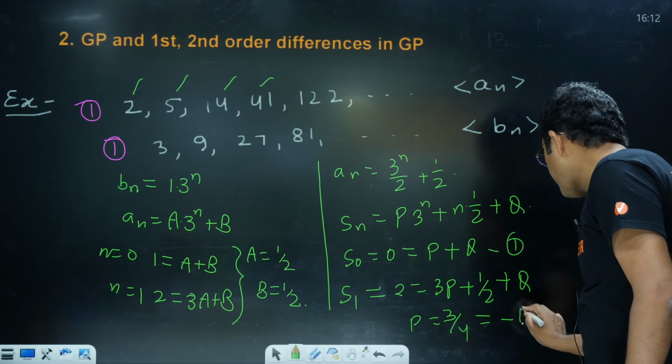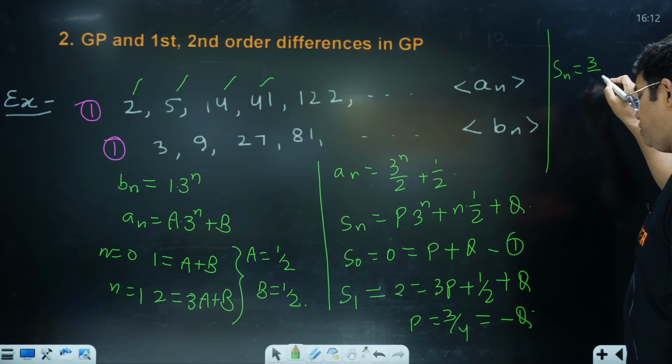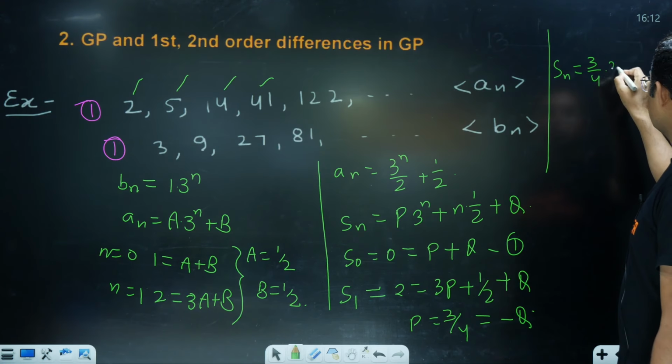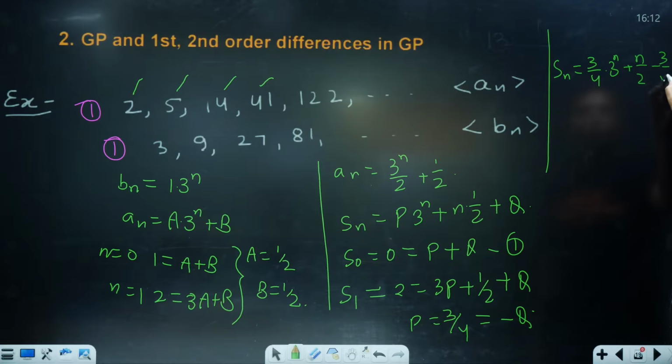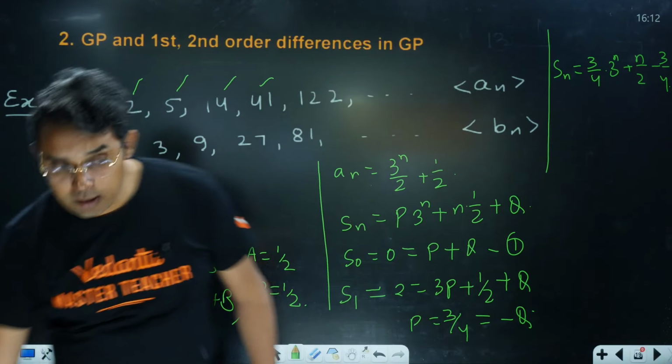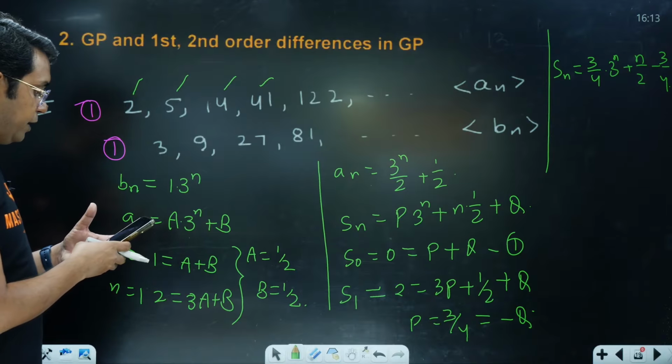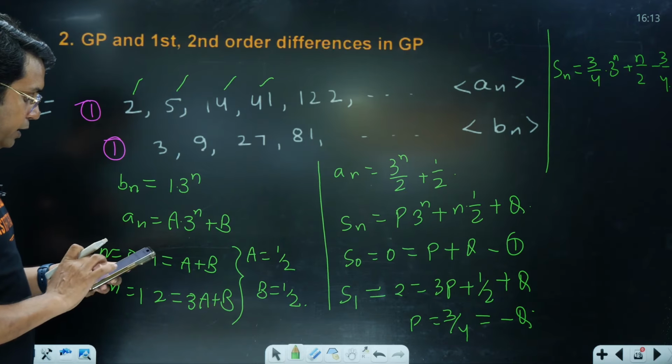So sum of n terms should have been 3 by 4, P was 3 by 4, yeah, 3 by 4 into 3 power n plus n by 2 minus 3 by 4. Let's see that's correct or not. We can check it by putting n is equal to 1, 2, 3 and so on also.